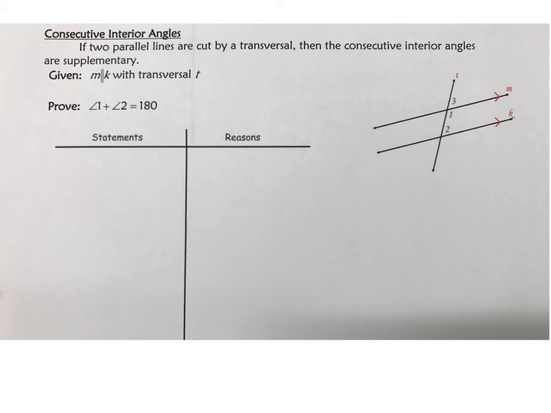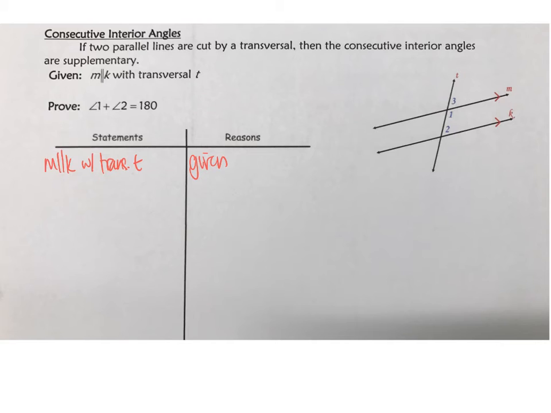Okay, for our last proof, we're trying to prove this time not that angles are congruent, but rather they're supplementary. So again, I changed how the angles are labeled over here. But we're going to start the same way again. So we know that M is parallel to K with transversal T. There's my given. What I'm trying to prove is that I can add 1 and 2 together to get 180 degrees.